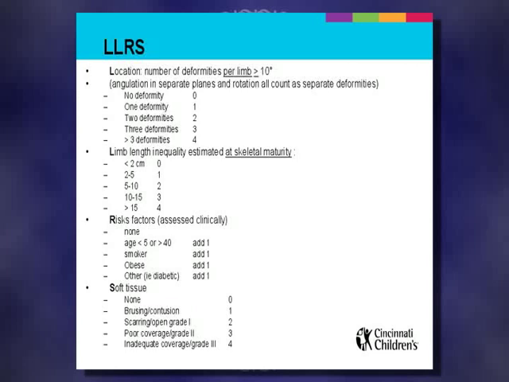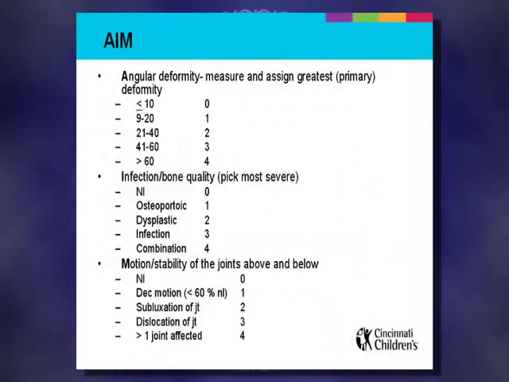And notice these all begin with the appropriate letter. So location, limb, risk factor, soft tissue. Then you look at the degree of the largest angular deformity. That gives you a number if there's an infection. And then you look at motion stability of the joint above or below.